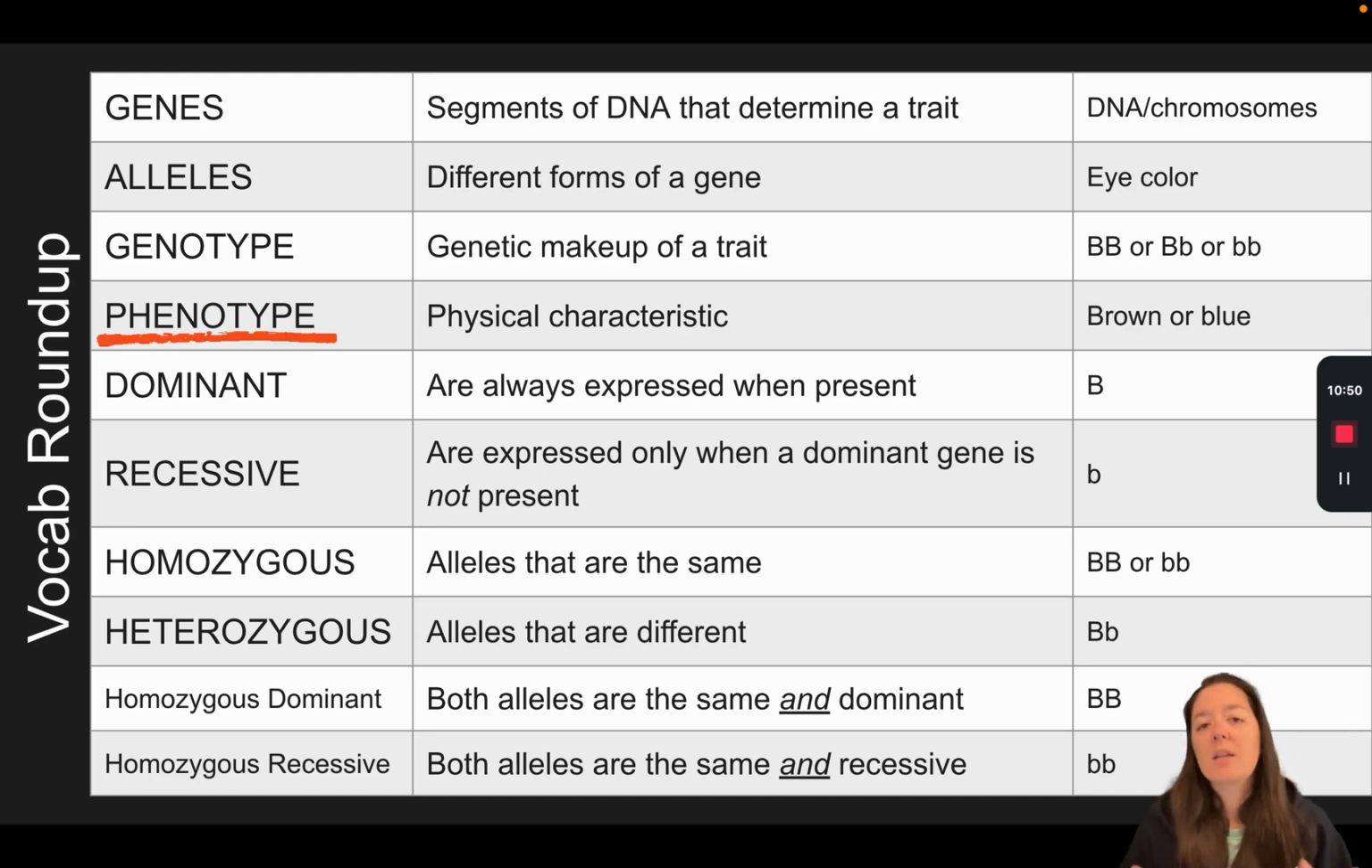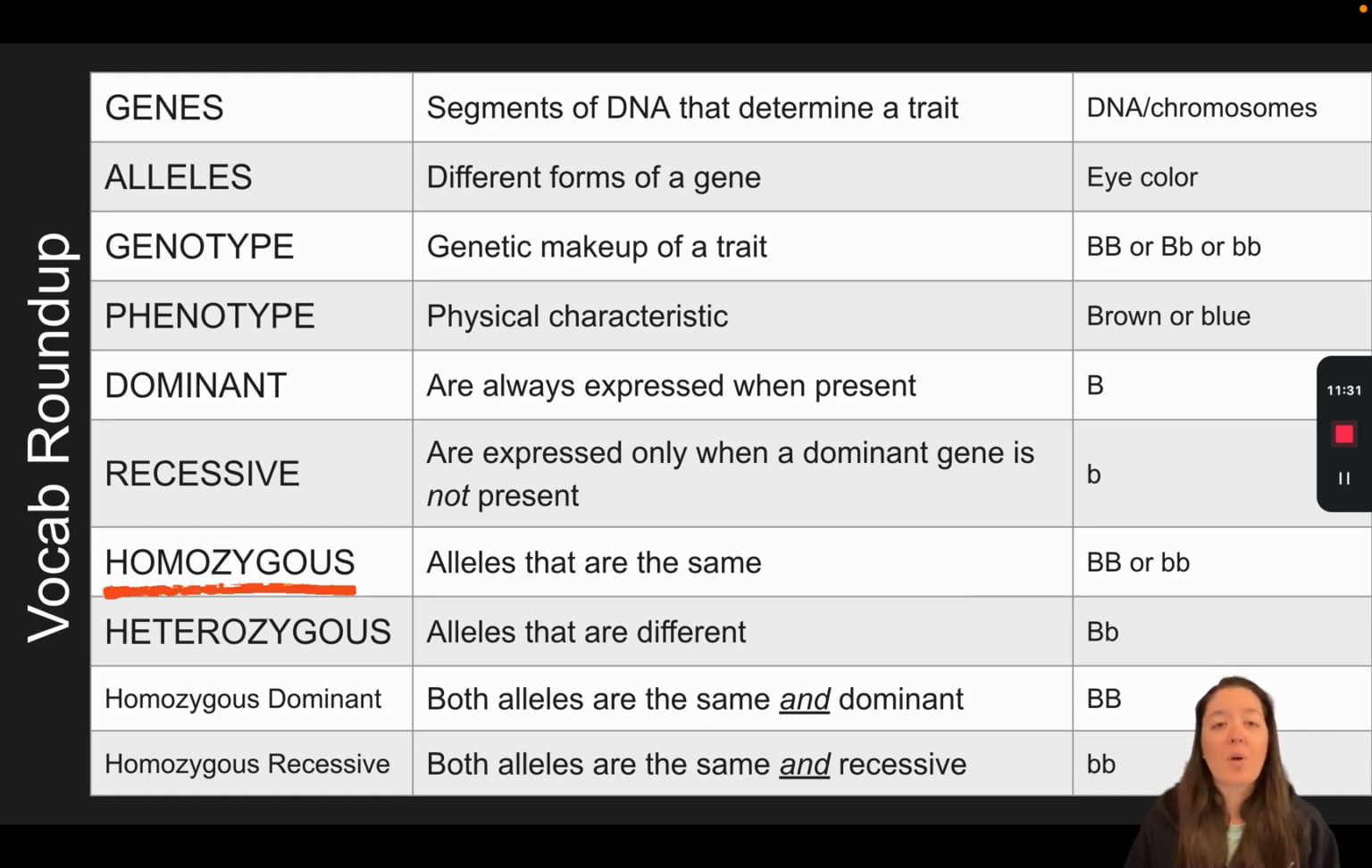Phenotype is the physical characteristic that's being expressed. So what color is that eye? Is it brown? Is it blue? Is it green? Is it hazel? What's the physical representation or expression of that trait? Dominant means that there's an allele that is big and it will always be expressed when present. So in this example, a capital B. Recessive is a gene that's only expressed when there's no dominant allele present. So only lowercase little letters.